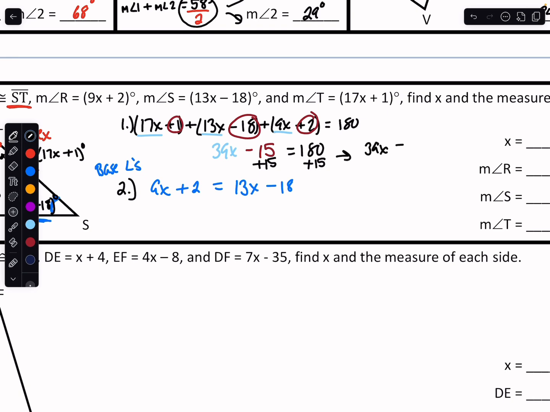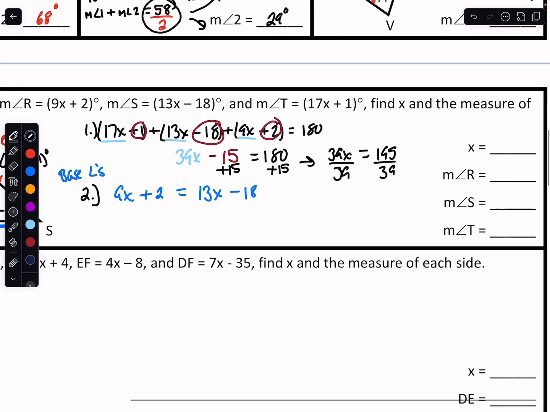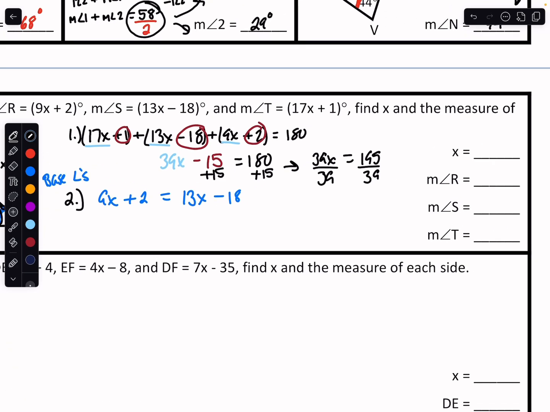Add 15 to both sides for the first one. You get 39x equals 195. Divide both sides by 39, and you're going to get that x is equal to 5. I'm just typing into a calculator at that point. But yeah, you do get 5.